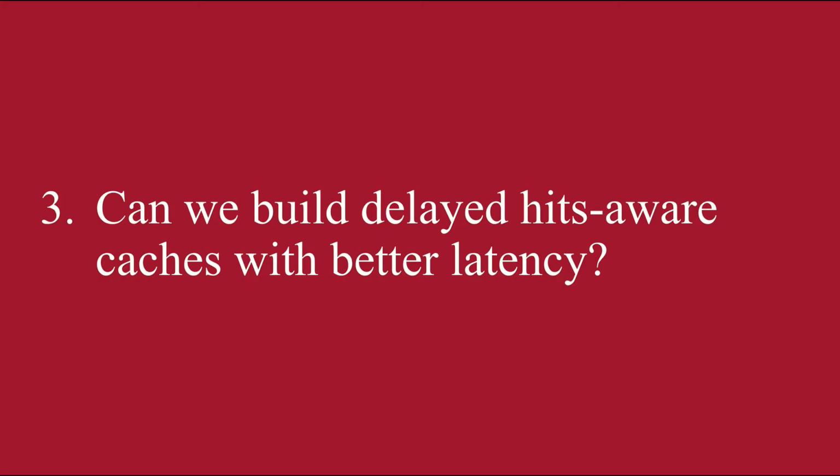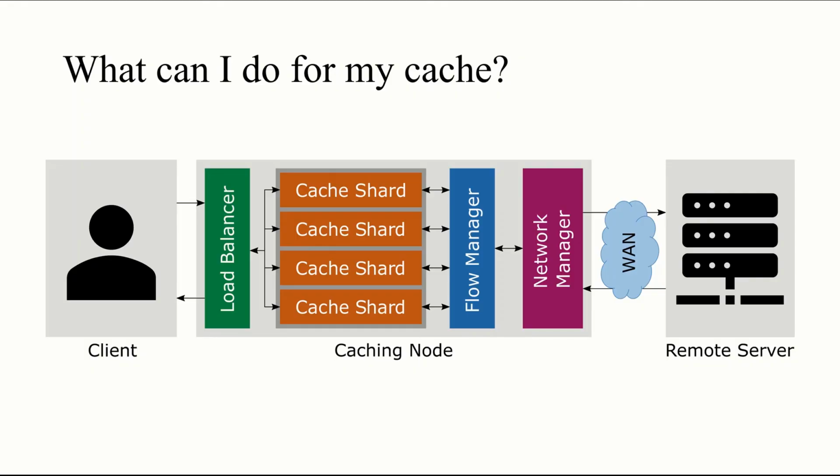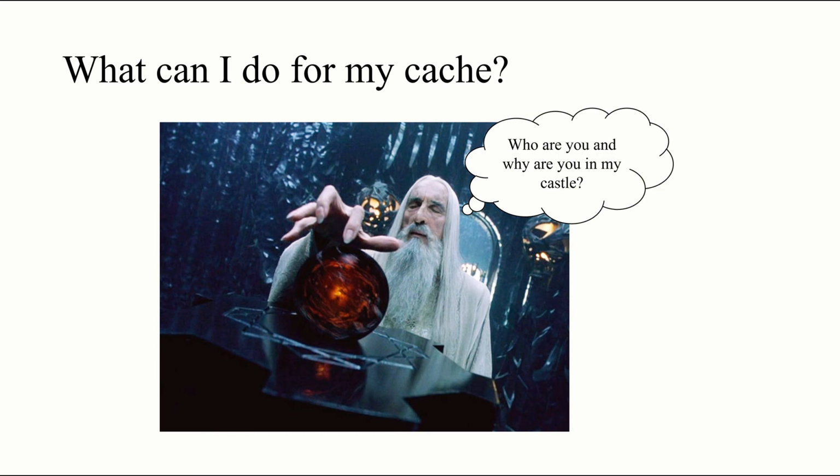So the big question is, can we build delayed hits aware caches that provide lower latencies than today's systems? All of the theory that I've presented so far tells us that there's a problem with modeling caches as having only hits and misses, while ignoring the contribution of delayed hits. While this is well and good, what can I do for my key value cache to achieve better latency? After all, in the real world, I don't have access to an oracle that can tell me the future.